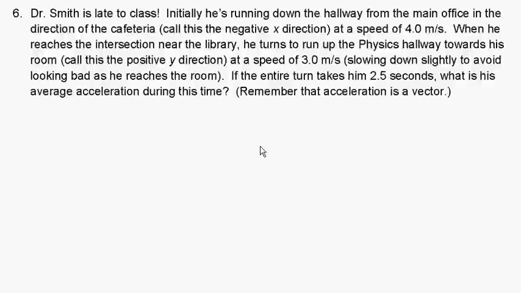Okay, last one is about me. Dr. Smith is late to class. Oh my. And he's running down the hallway from the main office in the direction of the cafeteria, which I'll call the negative x direction.